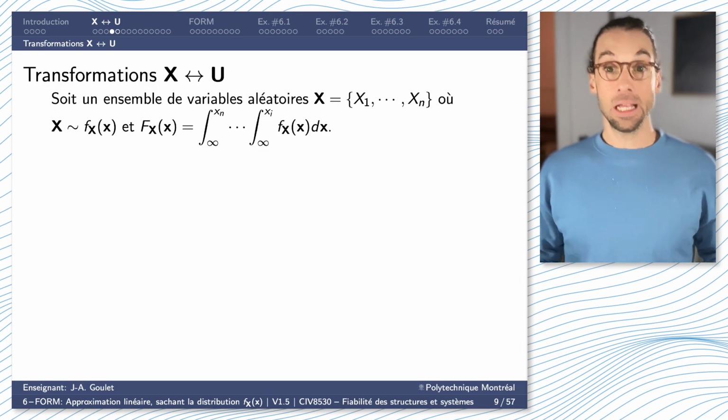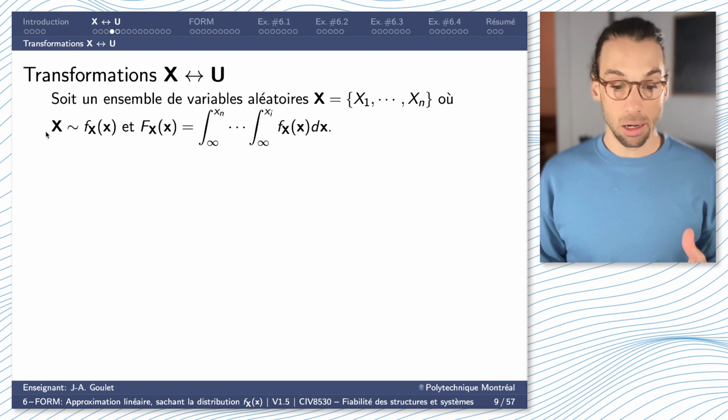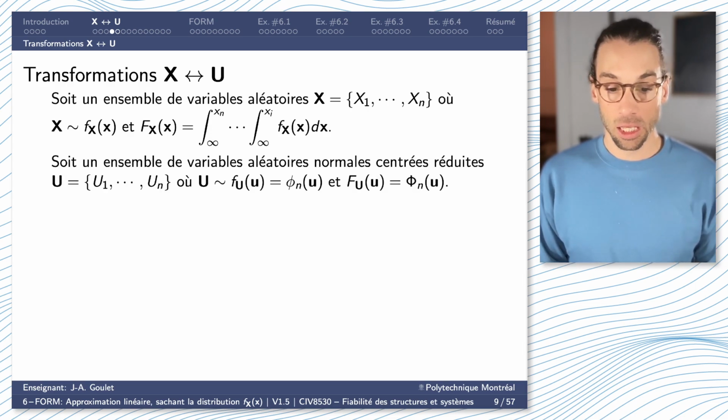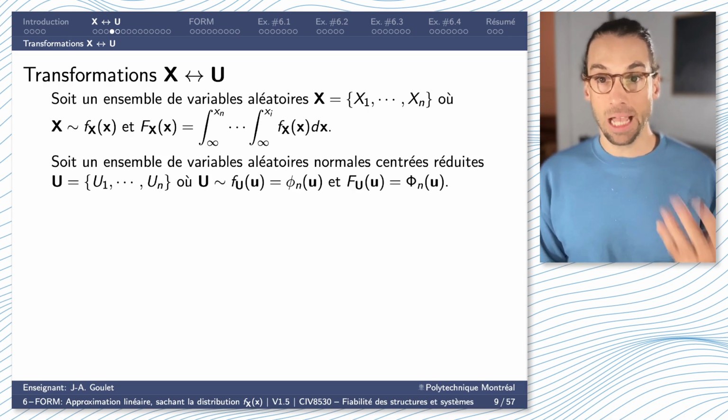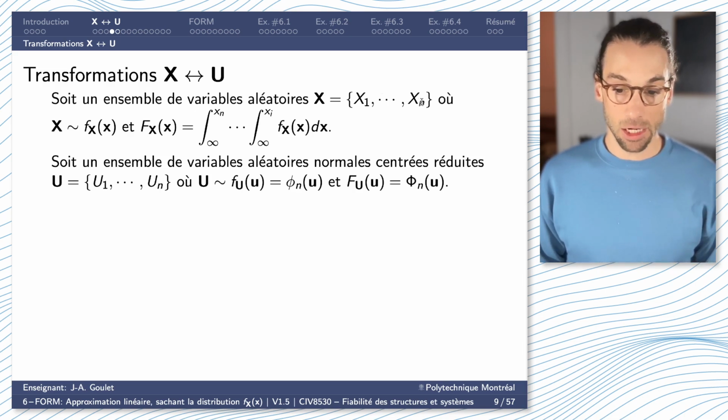Okay, how can we then transform to that standard normal space? Given that we have an n-dimensional random vector X distributed like f of x, which is given, we can also have the joint CDF, which from a theoretical standpoint is obtained by integrating the joint PDF. Then, given that we have a set of standard random variables, of the same dimension n, we have its joint PDF, which is a standard normal PDF, and its joint CDF.